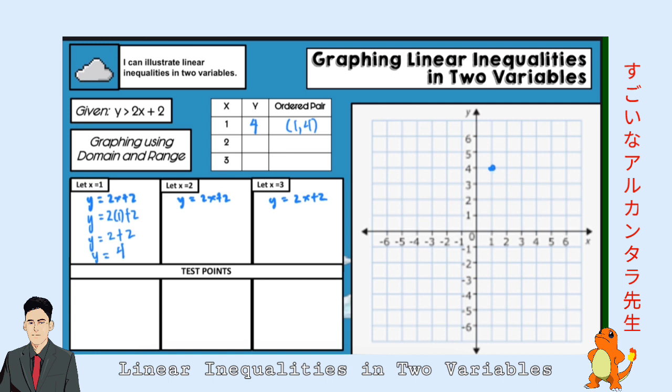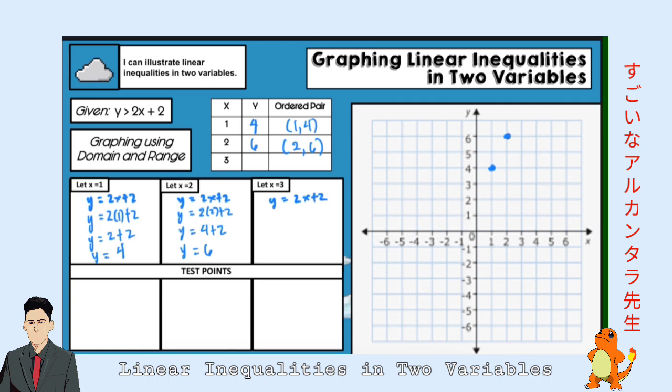If we continue, let's make our x equal to 2. Y is equal to 2 times 2 plus 2. So this is y equal to 4 plus 2. We can find our y at 6 when x is equal to 2. So your next ordered pair is somewhere at (2, 6). (2, 6) is somewhere here.